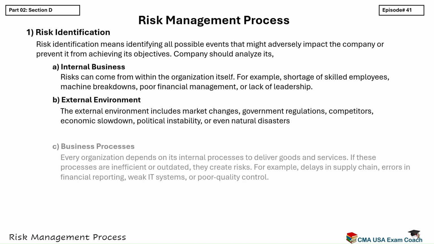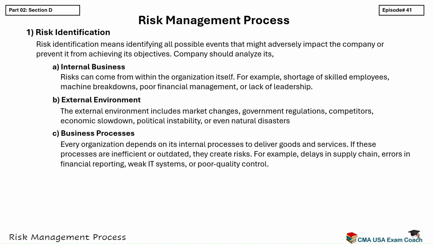C. Business processes. Every organization depends on its internal processes to deliver goods and services. If these processes are inefficient or outdated, they create risks. For example, delays in supply chain, errors in financial reporting, weak IT systems, or poor quality control. Identifying risks in processes helps the company improve efficiency and reduce chances of failure.